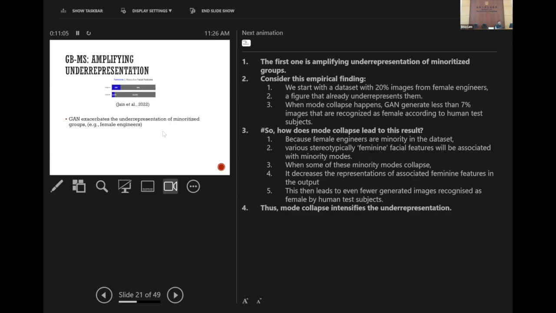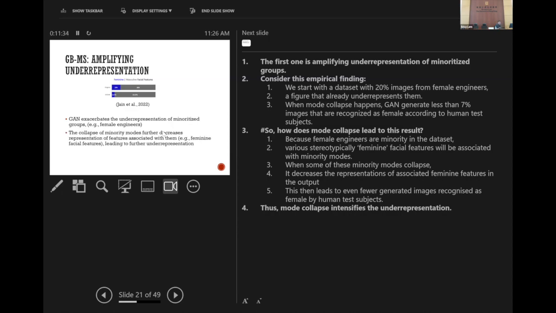So the first one is amplifying underrepresentation of minority groups. Let's just consider this empirical finding. We start with a data set with 20% images that are recognized as female engineers, a figure, as we said, that already underrepresents them. But when mode collapse happens, GAN will end up generating less than 7% of images that are recognized as female according to human test subjects.